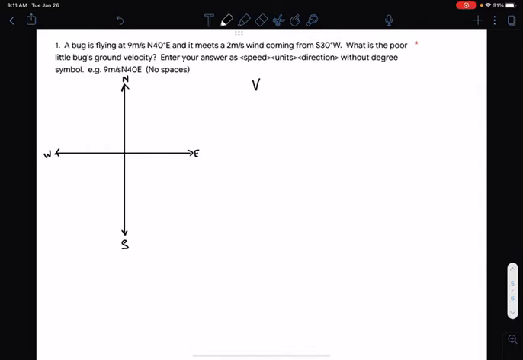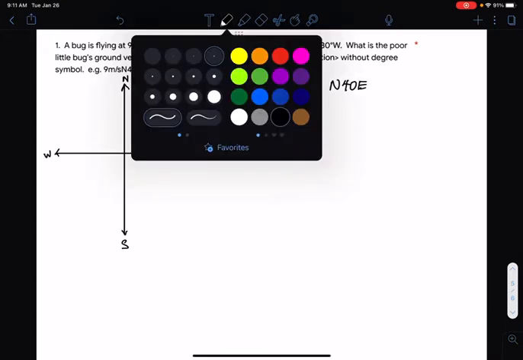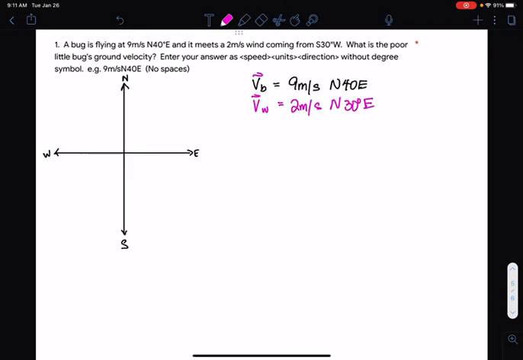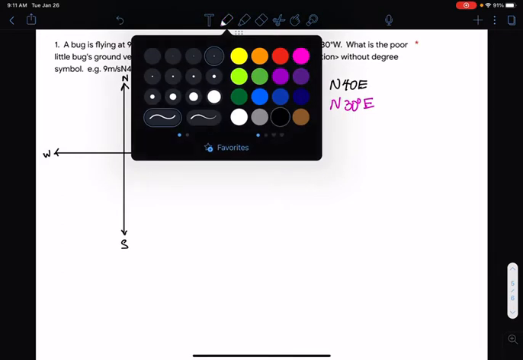The velocity of the bug is 9 meters per second, north 40 degrees east. The velocity of the wind is 2 meters per second. It's from south 30 degrees west, which means it's to north 30 degrees east. So we're going to put both of these on our diagram.